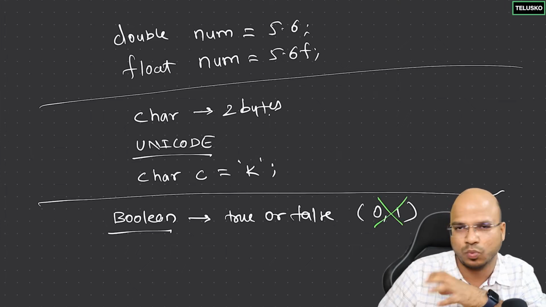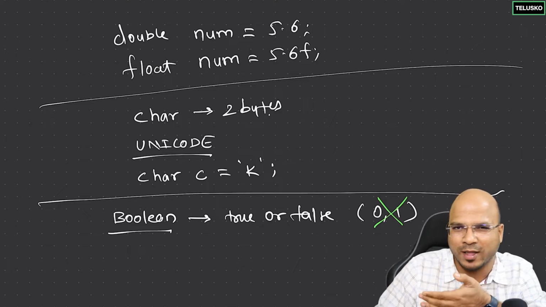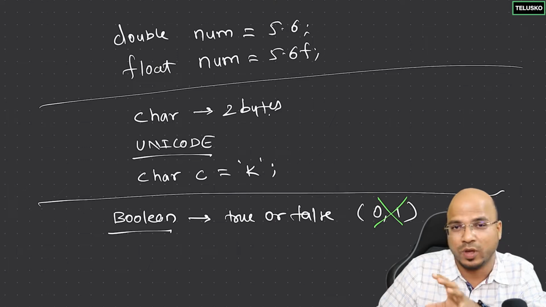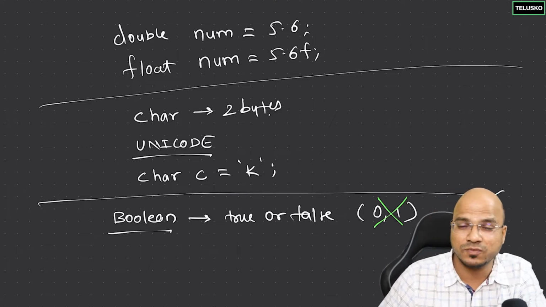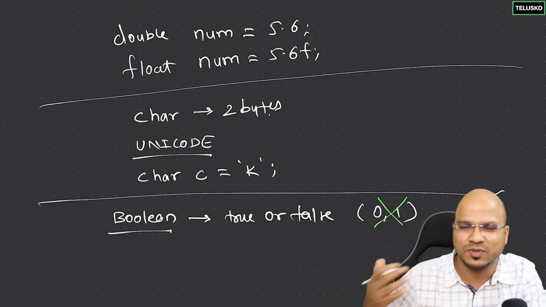So in Java, it doesn't work with 0 and 1, it is true and false. So it's not like true is 1 and false is 0. It's only true and false. It is normally used for conditions. If you want to check for a condition, based on that, you will do something. That's why we can use true and false.